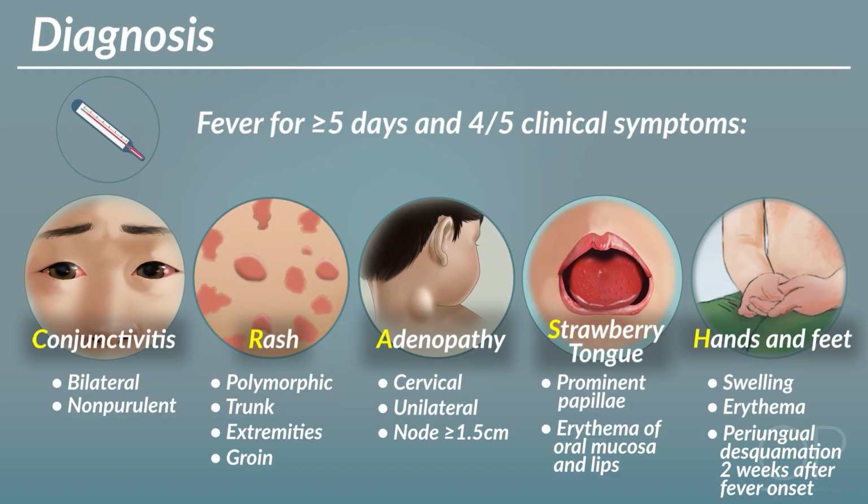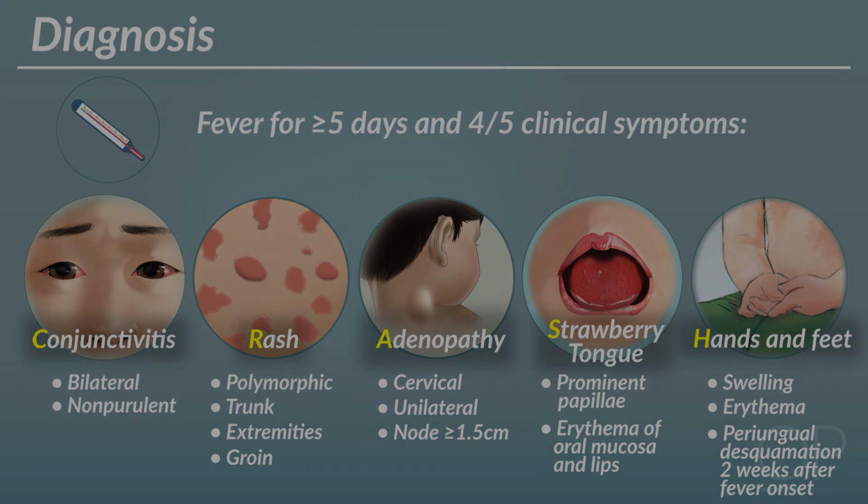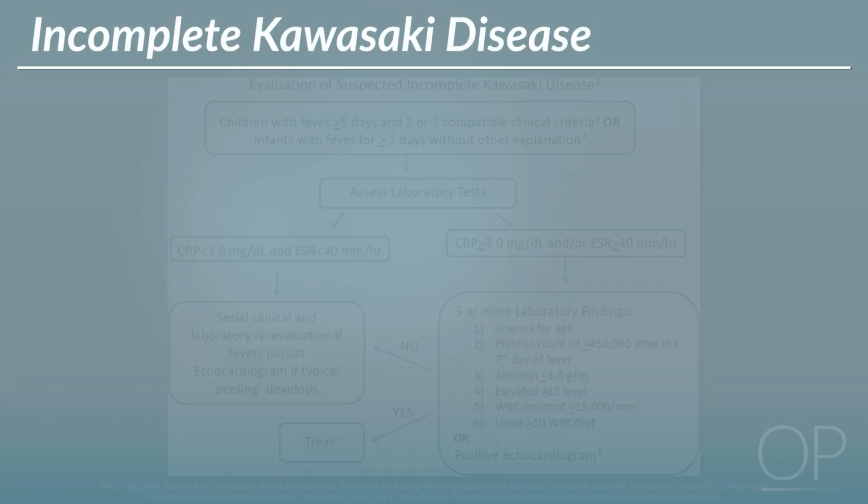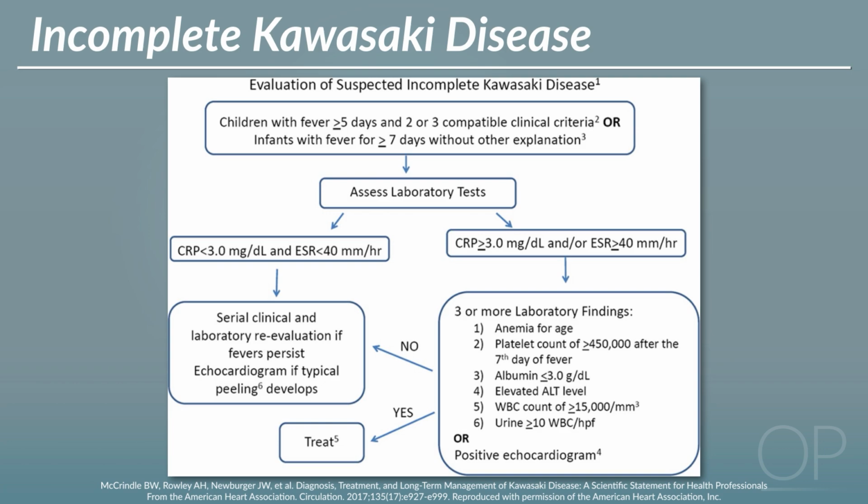Patients who have less than 4 of the 5 principal clinical criteria who have fever with coronary abnormalities can have incomplete Kawasaki disease. For these patients, you can follow the American Heart Association algorithm for evaluation of suspected incomplete Kawasaki disease. If a child has a fever for greater than or equal to 5 days, with 2 or 3 of the principal clinical criteria, or if an infant has a fever for greater than or equal to 7 days without another explanation, the next step is to assess laboratory tests.